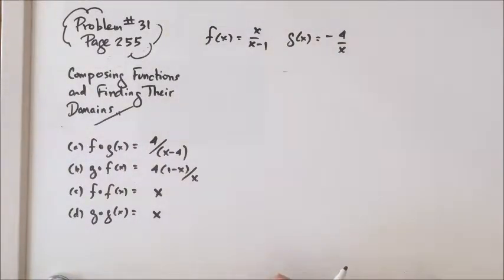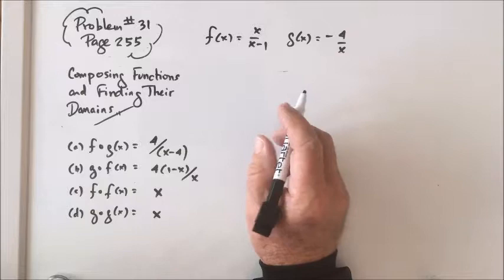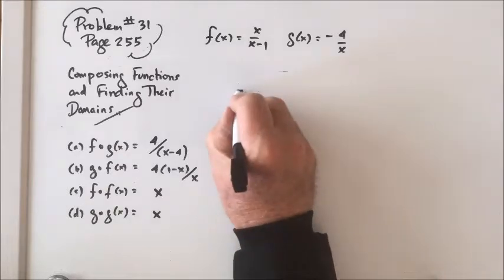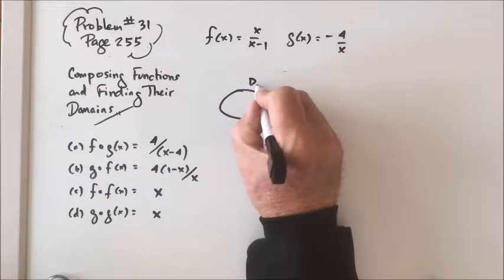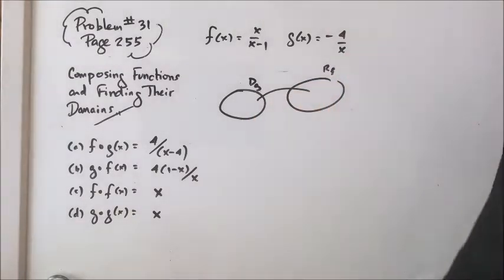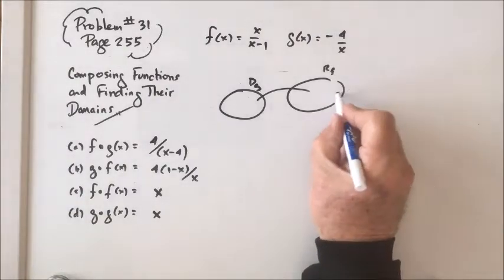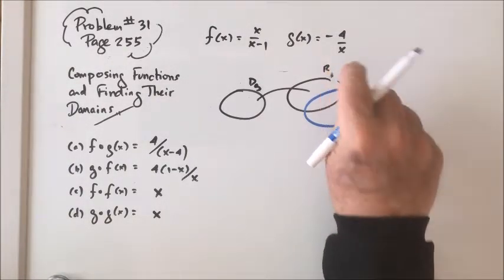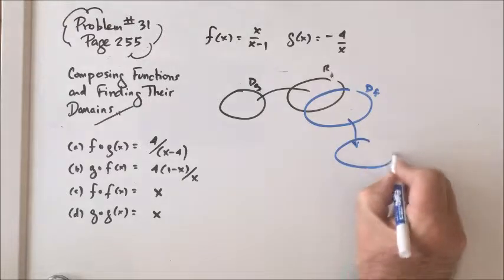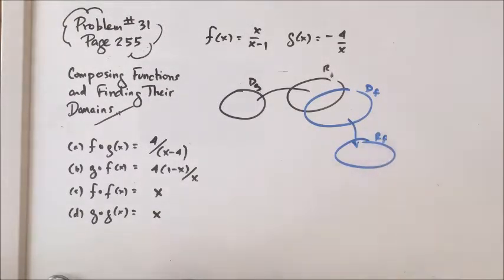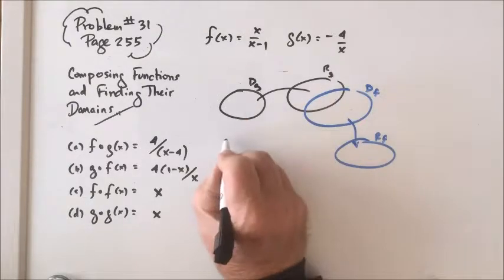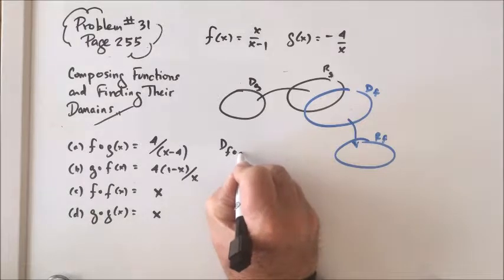Now, finding domains of composite functions is a little bit trickier than just finding domains because there are two functions involved, not just one. There's g of x, which has a domain and it has a range. But there's also the blue function, f, I wrote that wrong, which has a domain and a range. Range of f. And what I'm interested in is finding the domain of f of g of x.